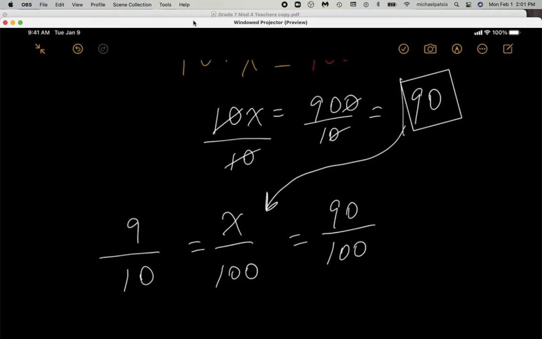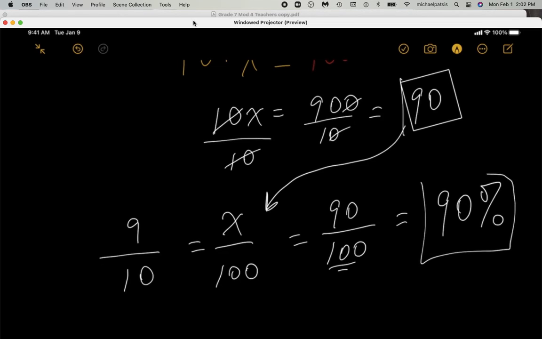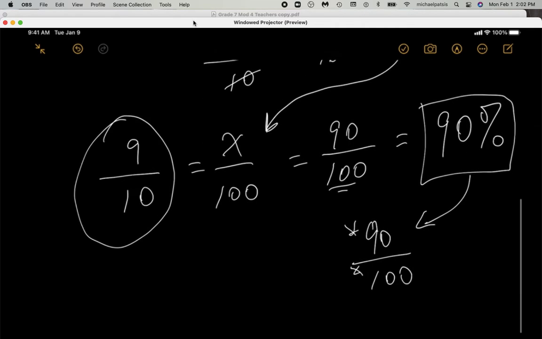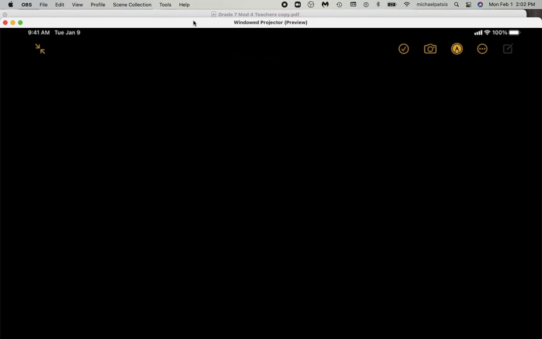Now are we allowed to use the percent sign? Answer is yes, because we're dividing by 100. Therefore, our final answer is 90%. 90% is the same thing as 90 over 100. Not 90 over 10, not 9 over 10, which is what we started with, but 90 over 100. Okay, let's do the next one.